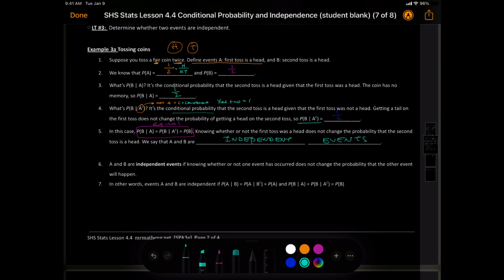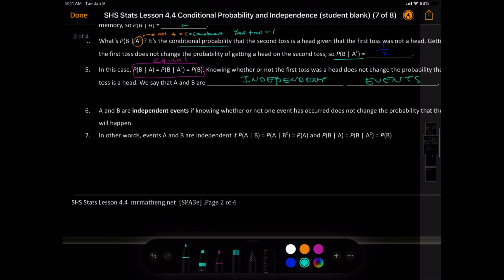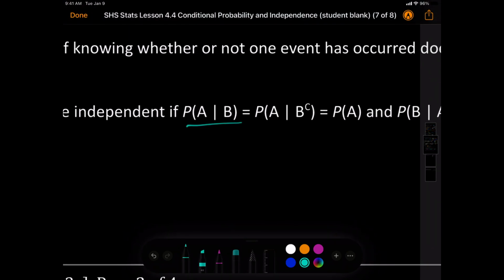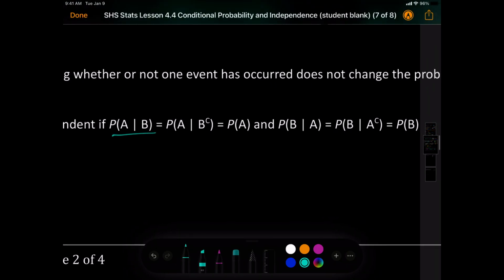A and B are independent events if knowing whether or not one event has occurred does not change the probability that the other event will happen. In other words, events A and B are independent if the probability of A given B equals the probability of A given not B equals the probability of A, or the other way around. That's the second format. So basically, you're saying it both ways. It could be A then B or B then A.